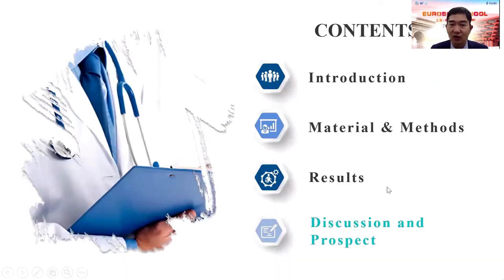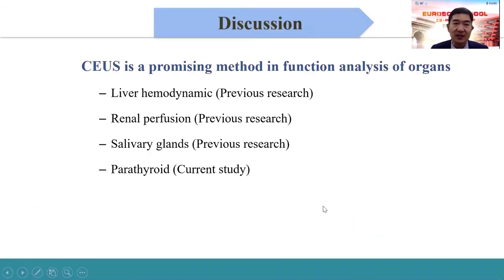Then part 4, the discussion and prospect. CEUS is a promising method in function analysis of organs. According to results of previous research, CEUS could be used to evaluate the function of the liver, renal, and salivary glands. In the current study, CEUS has a correlation with the function of the parathyroid. In other words, CEUS could be used to evaluate the function of the parathyroid.